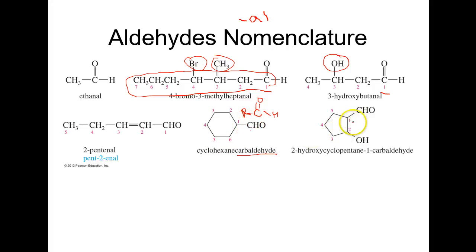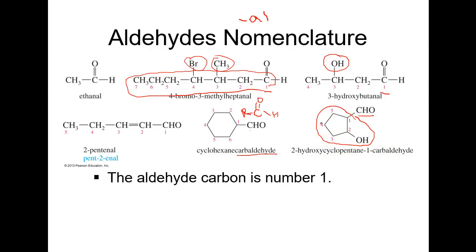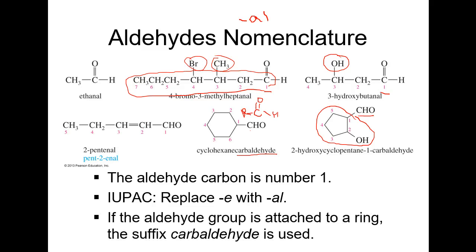In this case, it's kind of like this is our parent, yet we're going to name it as if this is our parent. It's a little strange. Only on these cyclical compounds do we do this, because they hang off of our cyclical compounds. It's always carbon 1. Again, you're naming the most oxidized group, so it's always carbon 1. So 2-hydroxycyclopentane-1-carbaldehyde. I hope that makes sense. The aldehyde carbon is 1, replace the e with al. If the aldehyde group is attached to a ring, you always use carbaldehyde, and it's at the end.